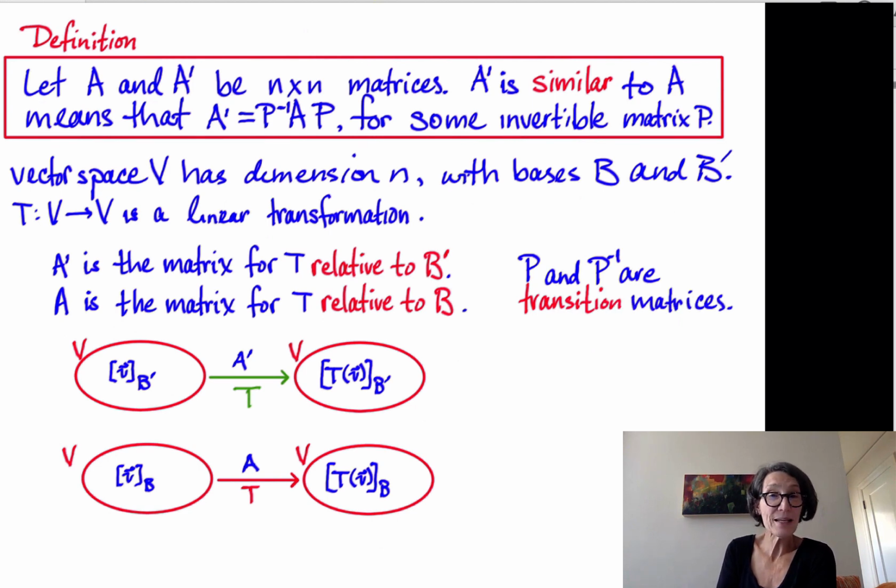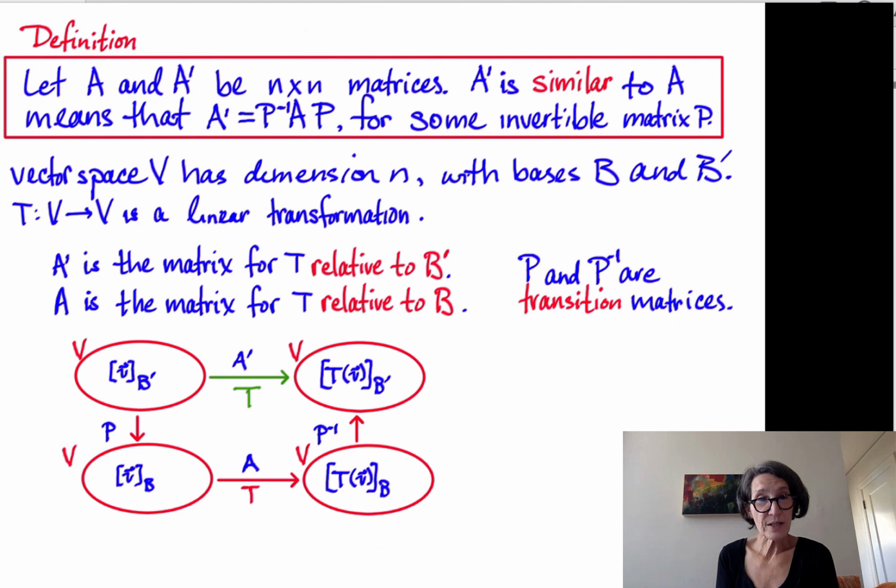So let's say P and P inverse are the transition matrices to go from B prime to B, or from B back to B prime, right? To transition from one basis to another. So let's say P is the transition matrix from the basis B prime to the basis B, and P inverse is the transition matrix from the basis B to the basis B prime.